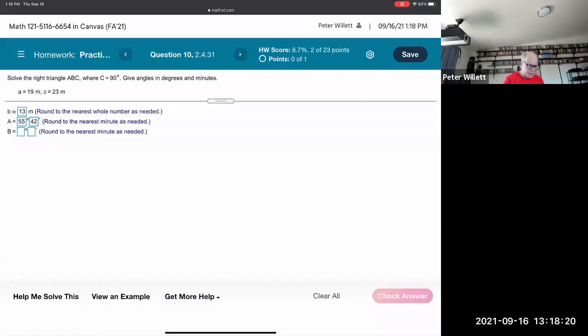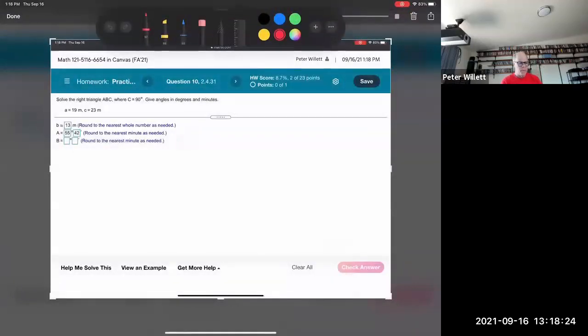And now, there we go. So again, now I've got my triangle here. It changed colors because I didn't go back. And so we know C is 90 degrees. We know that was 23. We know that was 19. This is B, this is A. B was approximately equal to 13. I entered that in. And now we have A is 55 degrees and 42 minutes.